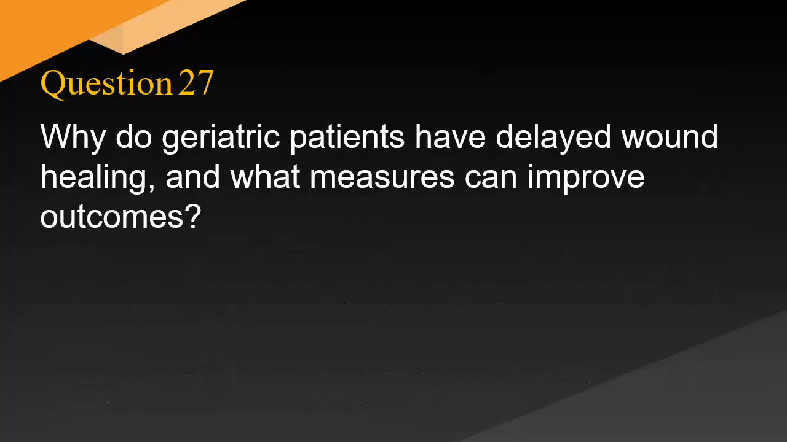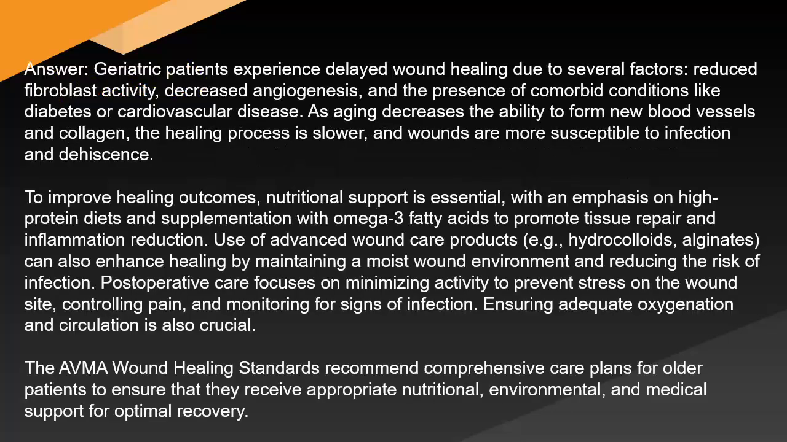Why do geriatric patients have delayed wound healing, and what measures can improve outcomes? Answer: Geriatric patients experience delayed wound healing due to several factors: reduced fibroblast activity, decreased angiogenesis, and the presence of comorbid conditions like diabetes or cardiovascular disease. As aging decreases the ability to form new blood vessels and collagen, the healing process is slower and wounds are more susceptible to infection and dehiscence.